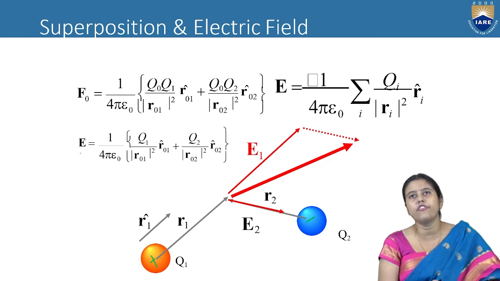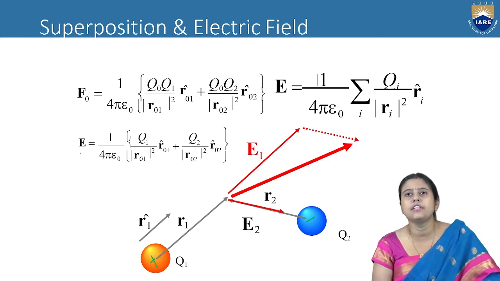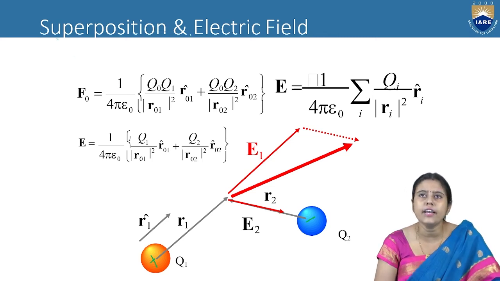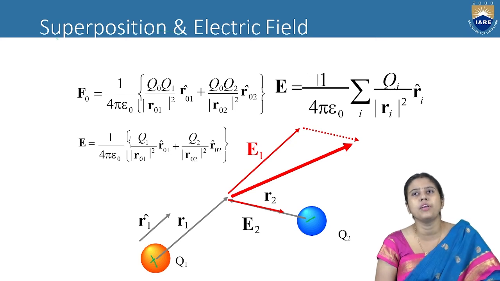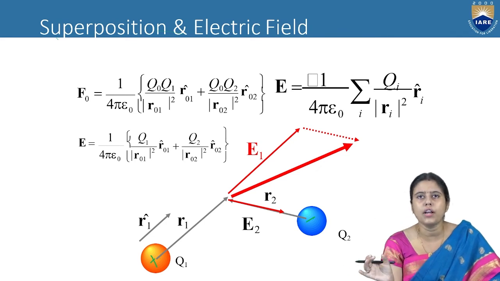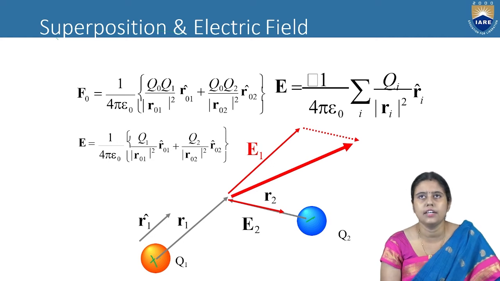So what is the total field intensity? The total field intensity is the summation of these. This is also known as the superposition of the electric field. If we have more than one charge, we add them one by one, and the total field intensity is the summation of all the charges.